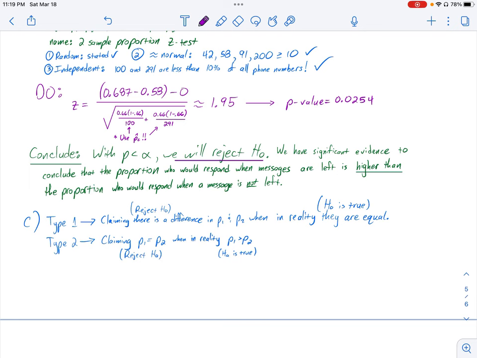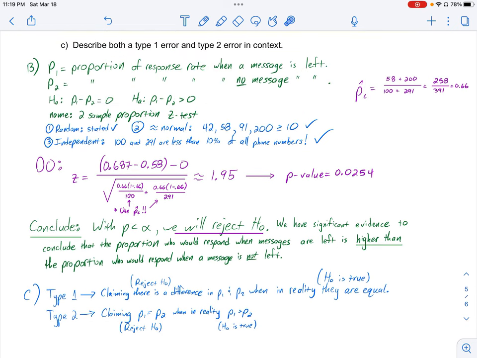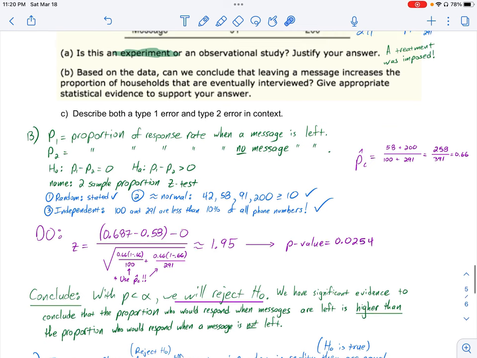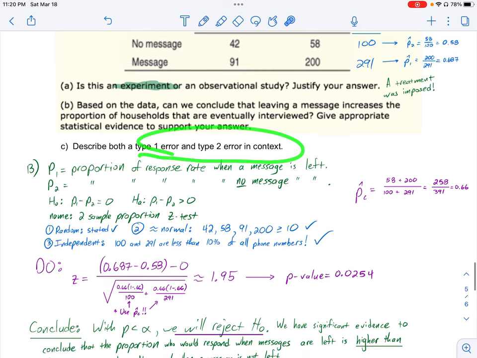Okay, which means, right, what are we doing? We're rejecting this, so the evidence is significant enough to support this. We have evidence to support the claim. The proportion who would respond when messages are left is higher than the proportion who would respond when a message is not left. Lastly, do you remember what a type 1 and type 2 error are?